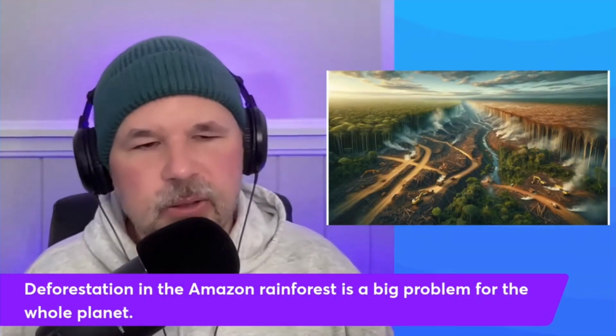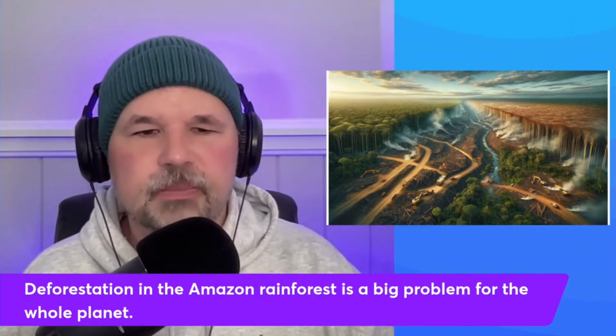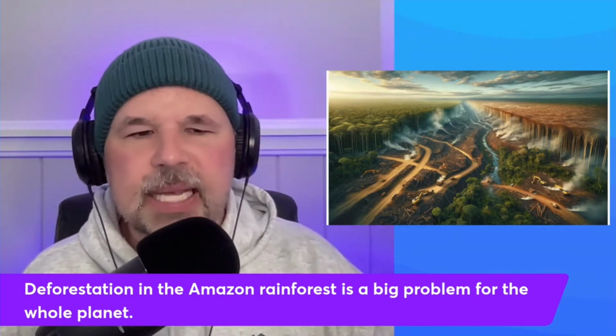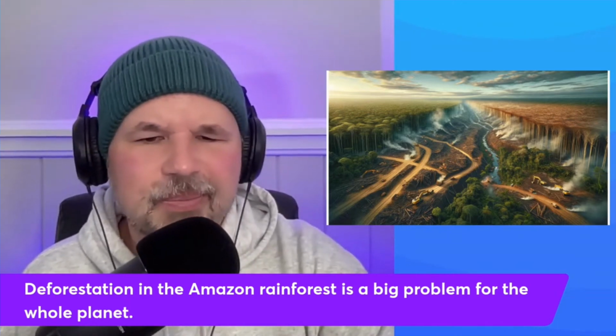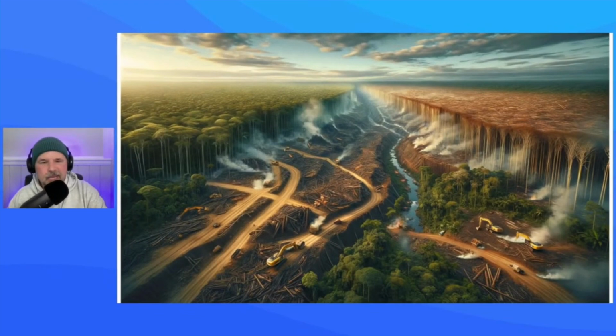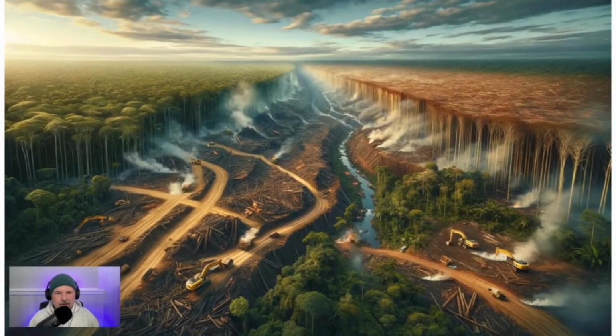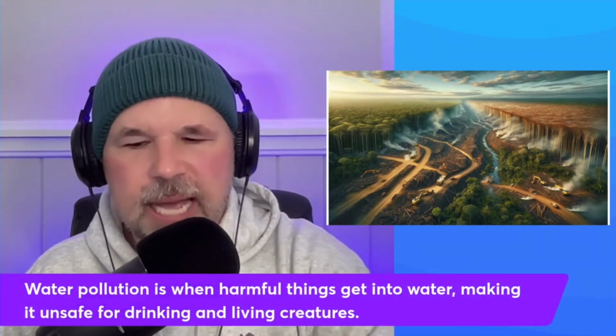And as I mentioned earlier, deforestation in the Amazon rainforest is a big problem for the whole planet. And I asked AI to make me a picture of the Amazon rainforest. I hope that's accurate. I'm not sure. But that is supposed to be the Amazon rainforest, which is mostly in Brazil. We have another one here. This picture is hard to look at.